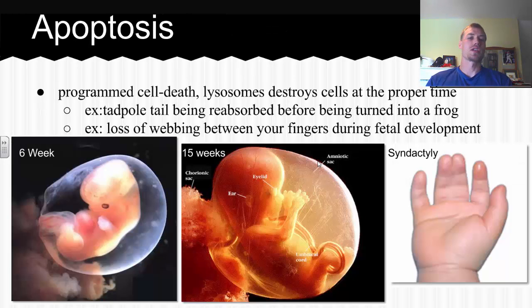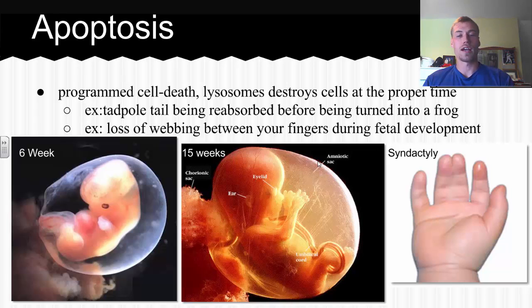Now, there are times when your lysosomes are functioning properly to kill a cell, and that is called apoptosis, also known as programmed cell death. The lysosomes destroy cells at the proper time. This is really useful in the developmental stages of organisms. For example, when a tadpole tail is reabsorbed, those are cells that are pre-programmed to die.